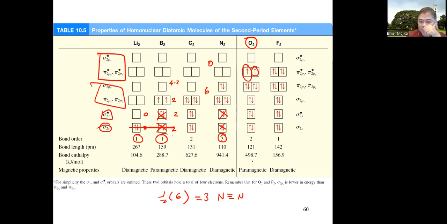Now, what if instead of O2, we make it O2 minus? What will happen? Are we going to add electrons or remove? Since it's negative, we're going to add here. So what will happen now? We can cancel this out. So you have 6 here and you have 3. So 6 minus 3, that's 3 times 1/2. That's 1.5. So, question, did you get it?